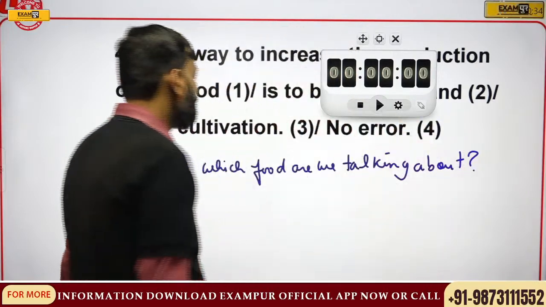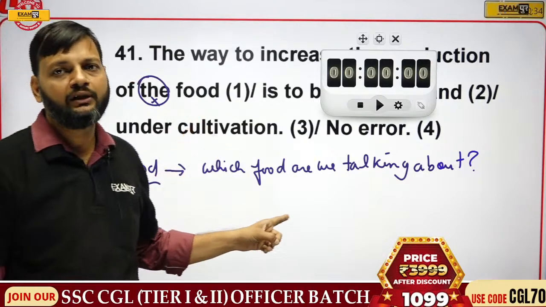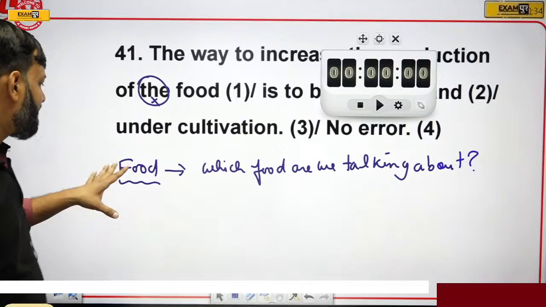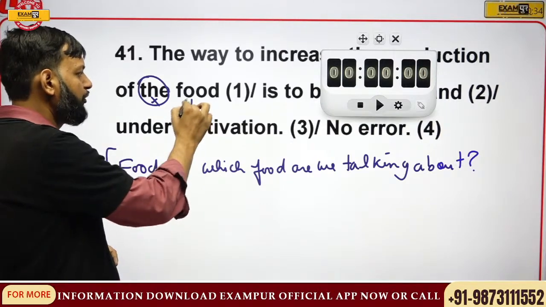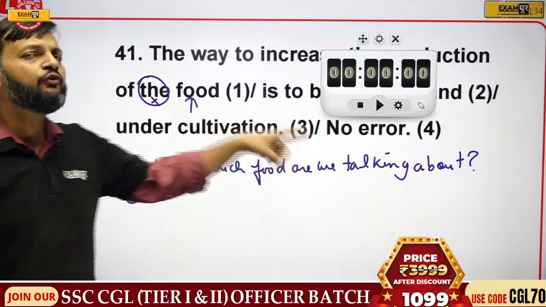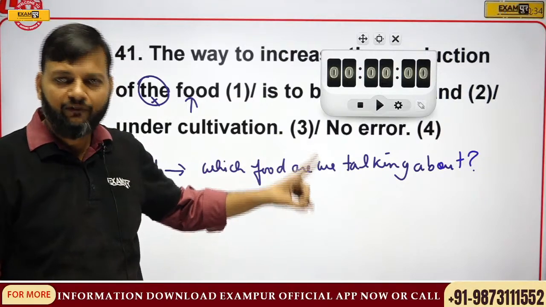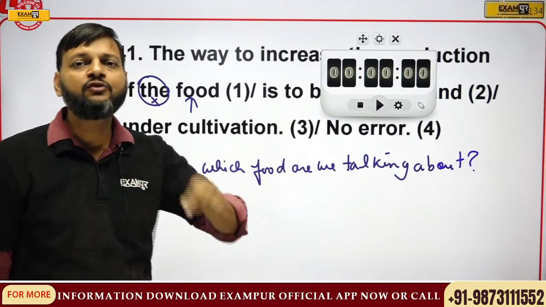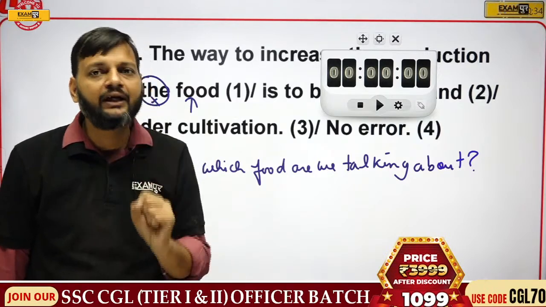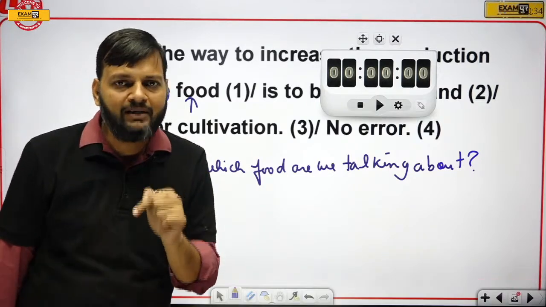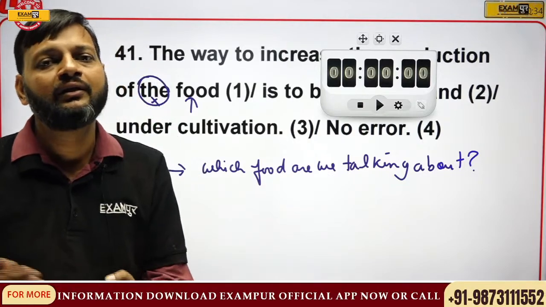Which food are we talking about? If you can answer this question... For example, I said food. Here we have food in the sentence. Now ask yourself, which food are we talking about? If you can answer this question, it means food is definite. Because a noun being definite means that it has some additional information in the sentence.